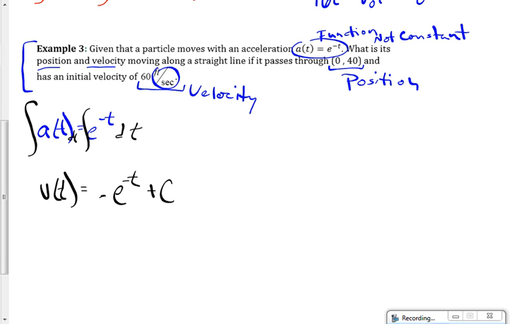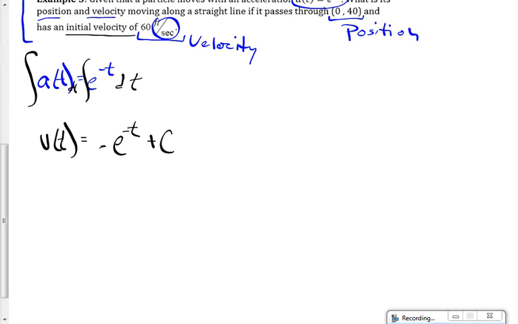Popular wrong answer for the value of c. You ready for the popular wrong answer? 60. Wait, Mr. Best, 60 looks right, doesn't it? You tempted to put 60 there for the constant of integration? Not at all. Good for you. 60's tempting, isn't it? Can I show you why 60's tempting for the initial velocity?